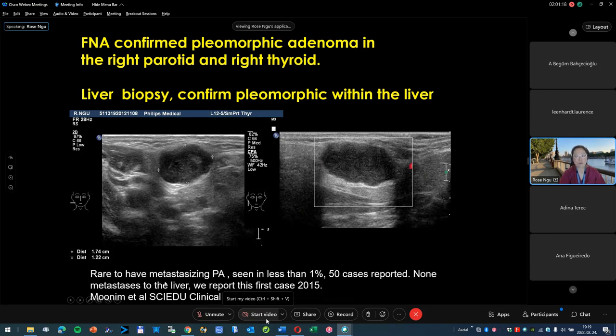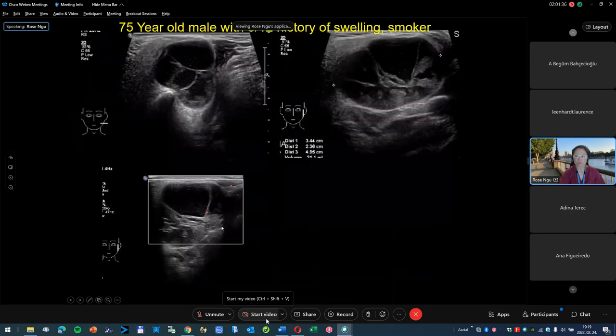So it's very rare to have a metastasizing pleomorphic adenoma, seen in less than 1%. 50 cases reported worldwide. None of these 50 was ever metastasized to the liver. So we reported the first case, and we saw them in 2015.